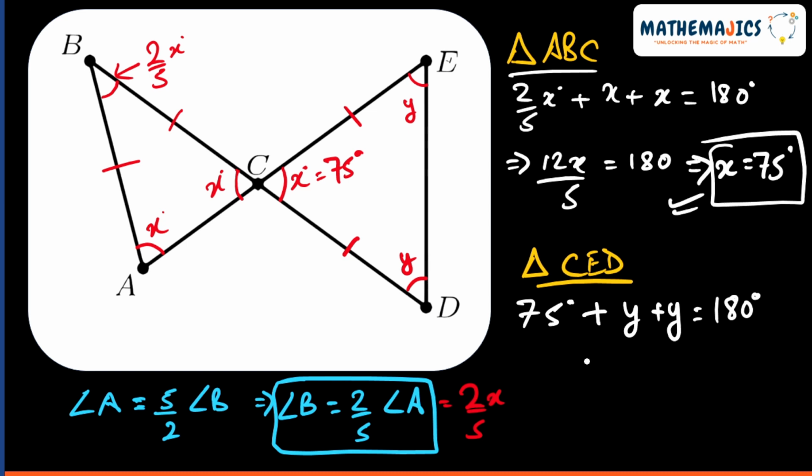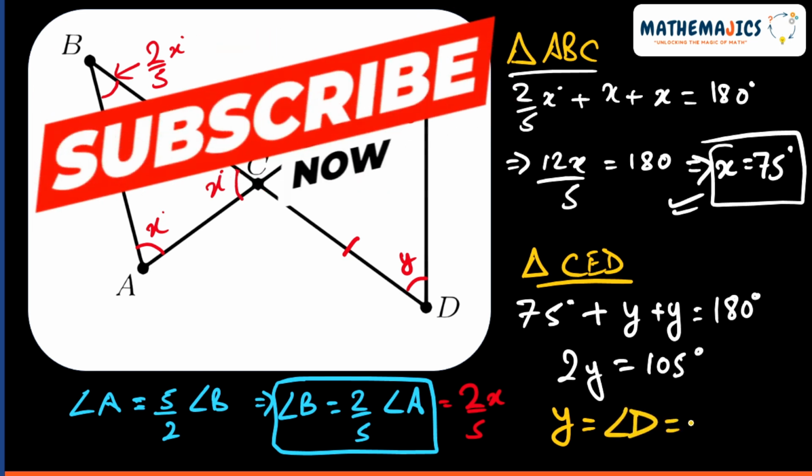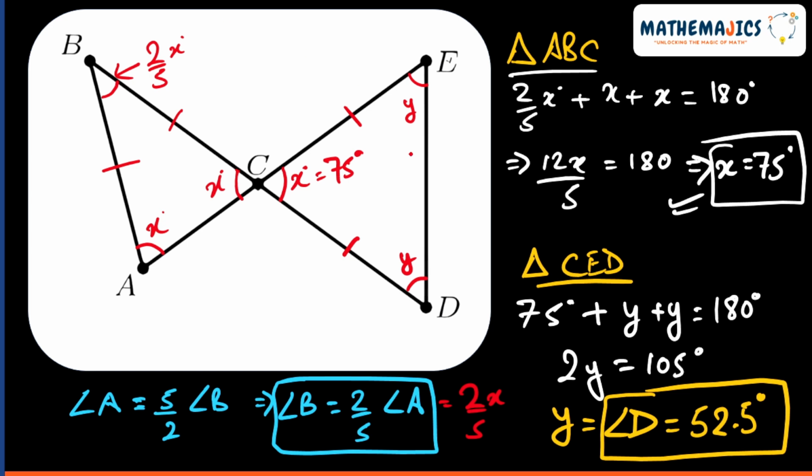If we solve this, we will get 2y is equal to 105 degrees. That means angle y, which is equal to angle D, is nothing but 52.5 degrees. Yes, that means angle D, which we need to find out, is 52.5 degrees. This is angle D and this is our final answer.